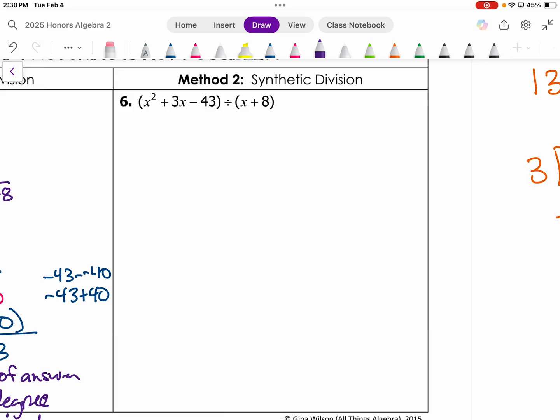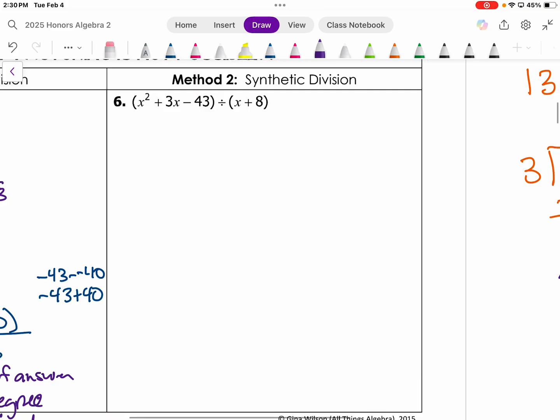Now, here's the stipulation, and you've got to listen to this one carefully. You can only use synthetic division when it's 1x and then plus or minus a number. You can't have a coefficient on the x. You can't have a power on that x. It's got to be a linear binomial like what we were doing.